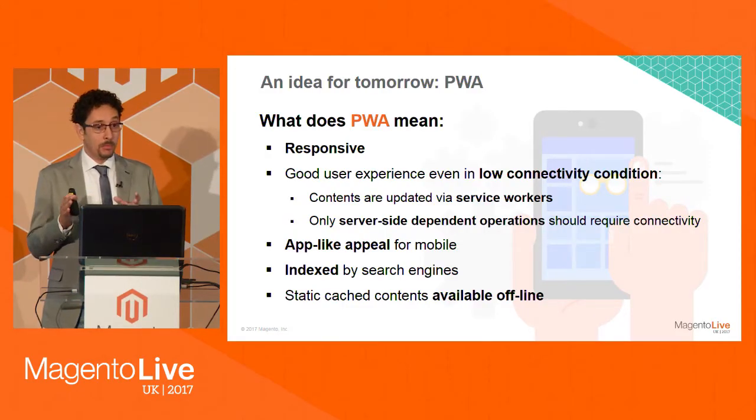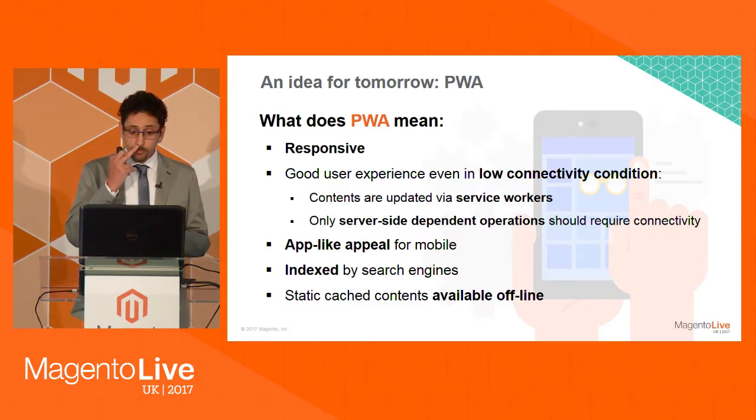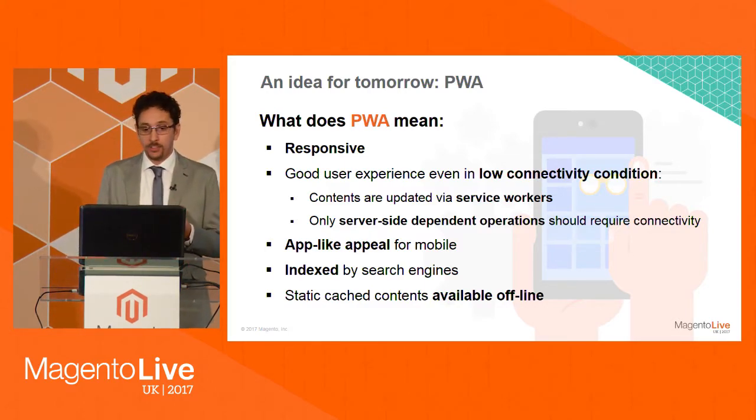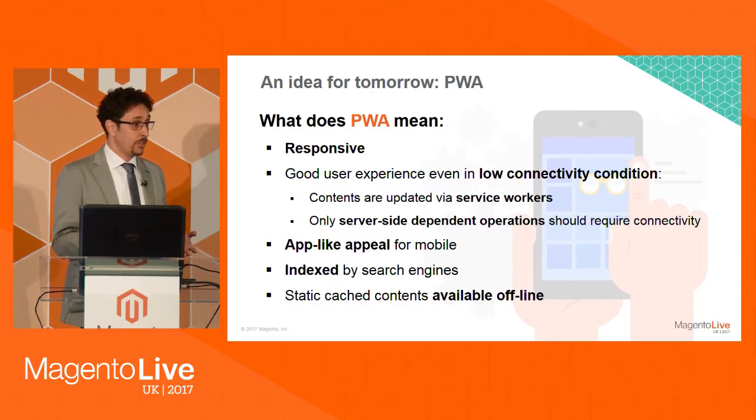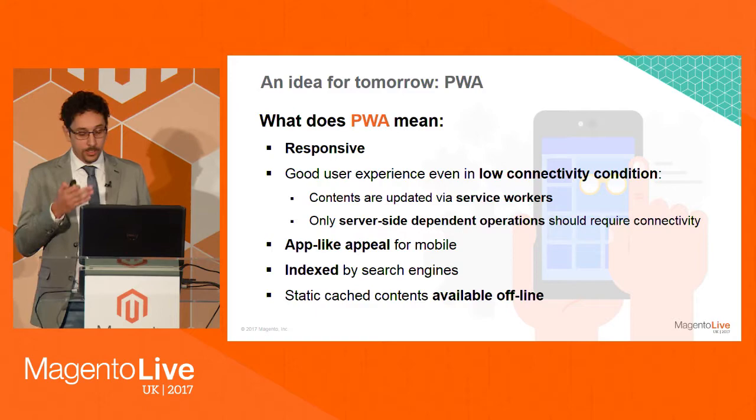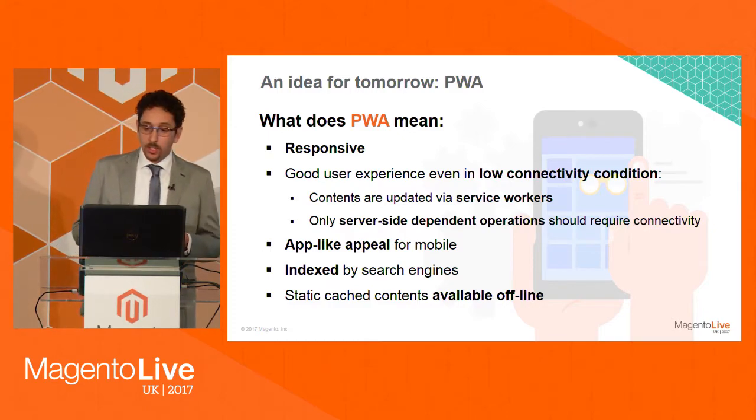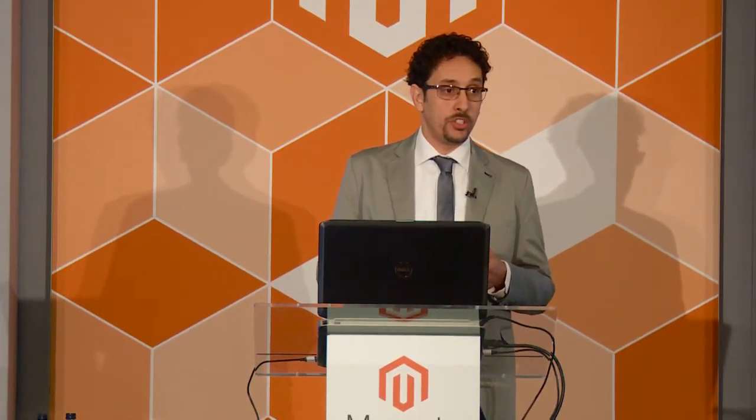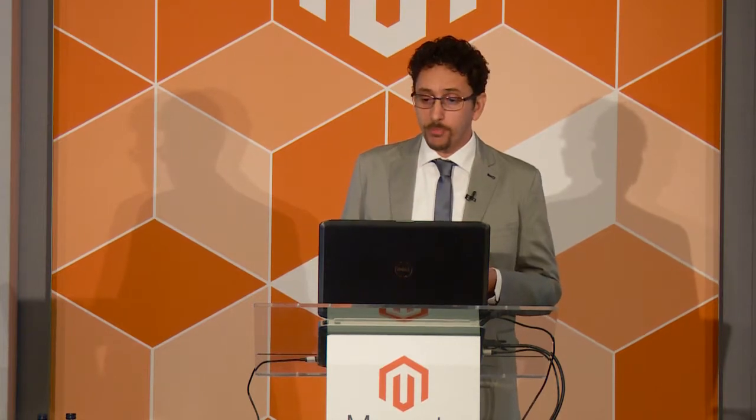So PWA means that your application is working even in this kind of condition, because it is updated asynchronously using a technology called service worker. I will not go deeper on this, but it's very like the work that Magento is doing now. And the static cached contents are available even offline. A very good example of this technology is the Twitter website. Try it with your mobile.